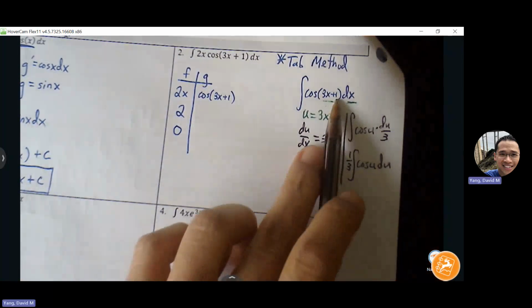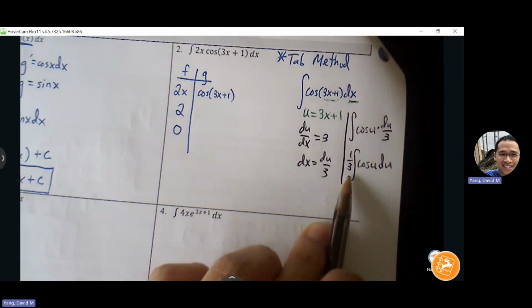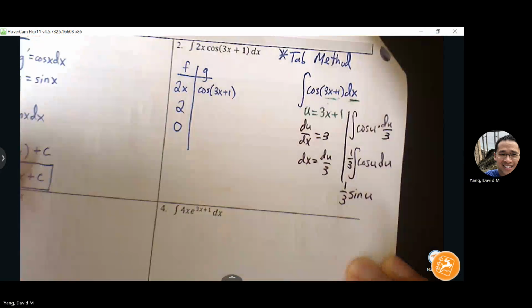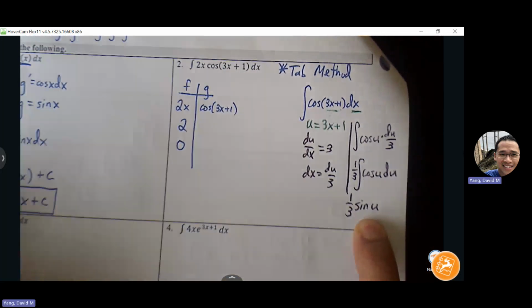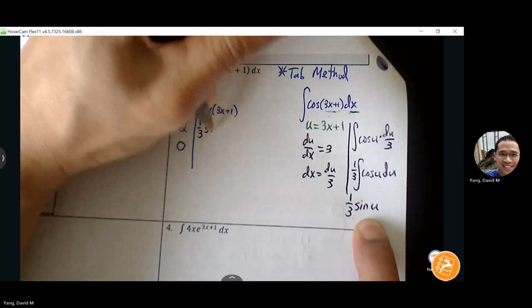So it's not going to be a times 3 that's going to show up. It's going to be a times what? 1/3. So it's kind of like chain rule, but with your leftover being the reciprocal of what you expect chain rule to be, because we're doing antiderivative. So cosine of u becomes sine, and I can replace that u back in terms of 3x plus 1.